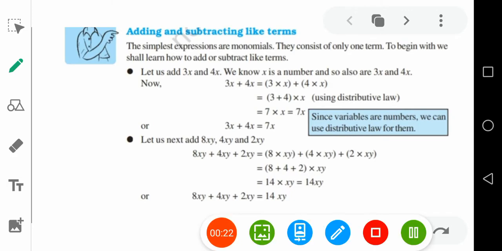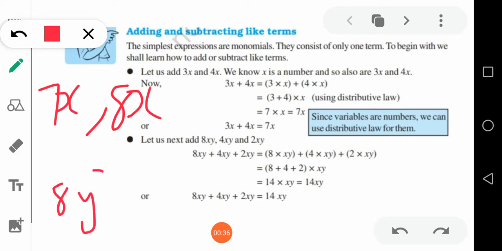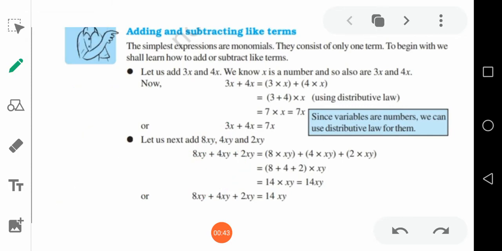For example, if two terms have the same variable part, that means if it is x, so 7x and 8x, these are like terms. Now, 8y square and 4y square, they have the same variable part, right? So, what are they called? They are like terms. So, how to add such terms? This is what you are going to study in this class: adding and subtracting like terms. How do we add and subtract like terms?